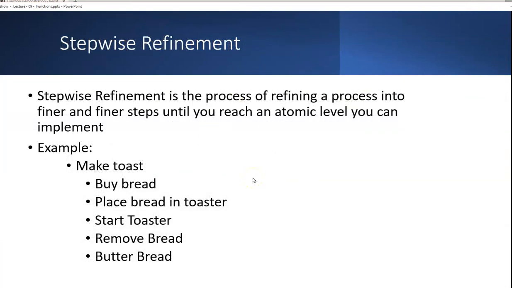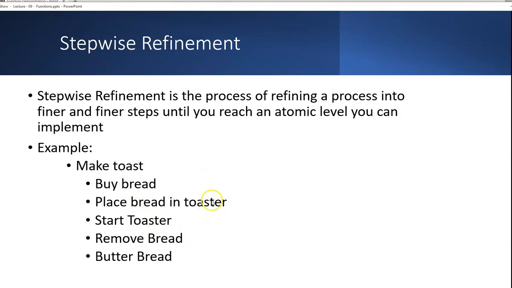So one way to think about programming is called stepwise refinement. It's the process of refining a process into finer and finer steps until you reach an atomic level and you can actually implement it. So for example, make toast. What are we going to do to make toast? We're going to buy bread, place bread in toaster, start toaster, remove bread, and butter bread.